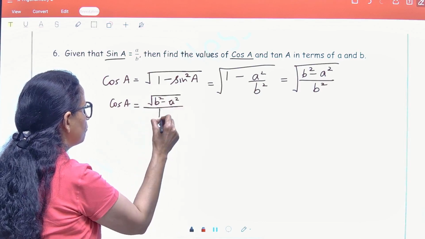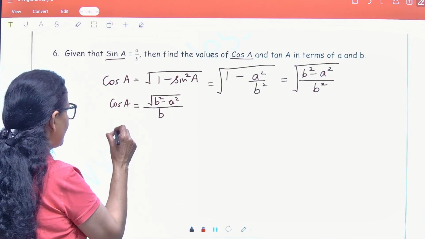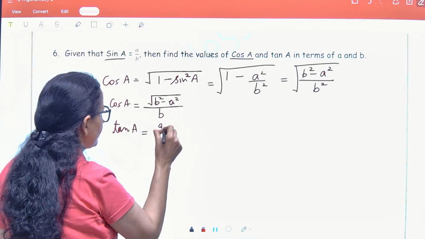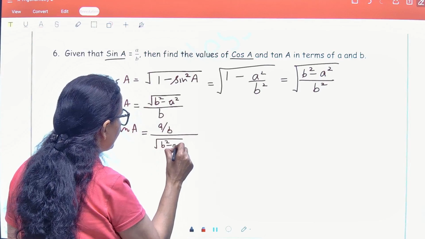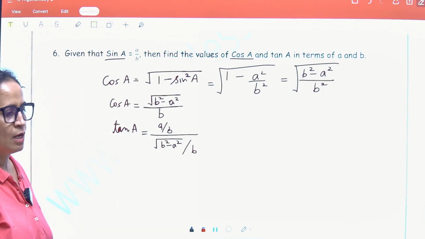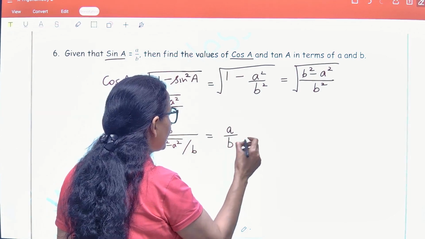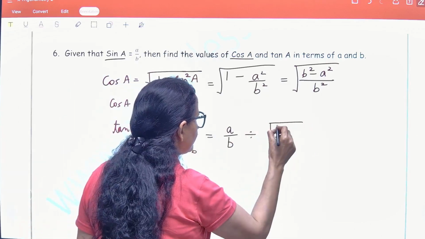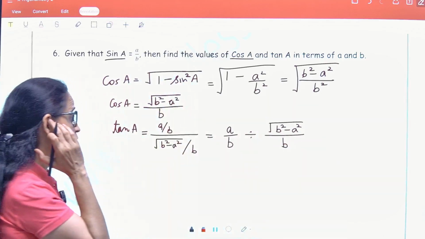So that means the value of cos A is square root of b square minus a square whole upon b. Now you need to find the value of tan A. What is tan A? Tan A is sine upon cos. So it is a upon b divided by square root of b square minus a square upon b. Now again, when you have two fractions in the numerator and denominator, please handle them very carefully. Write them separately like this: numerator divided by denominator. Don't make mistakes here, because this is a very common place where children make mistakes.